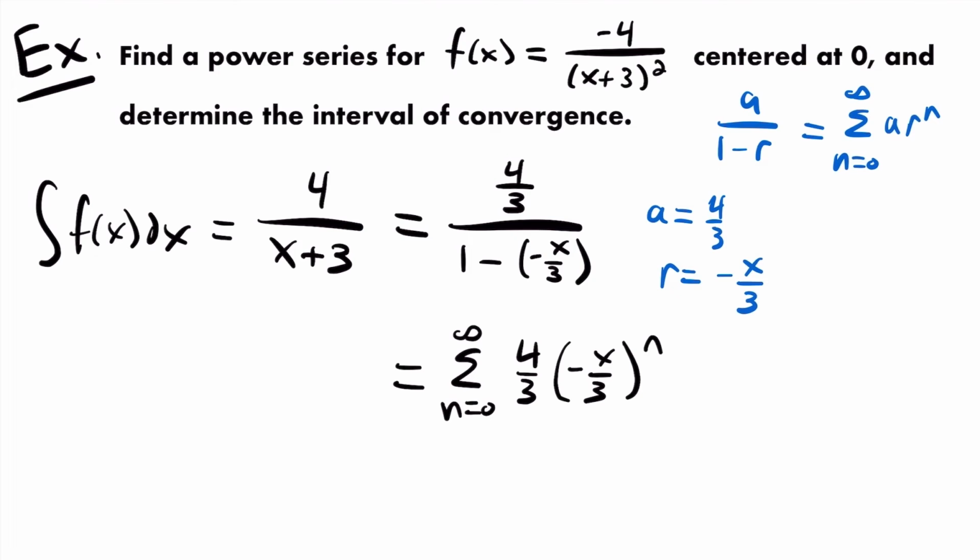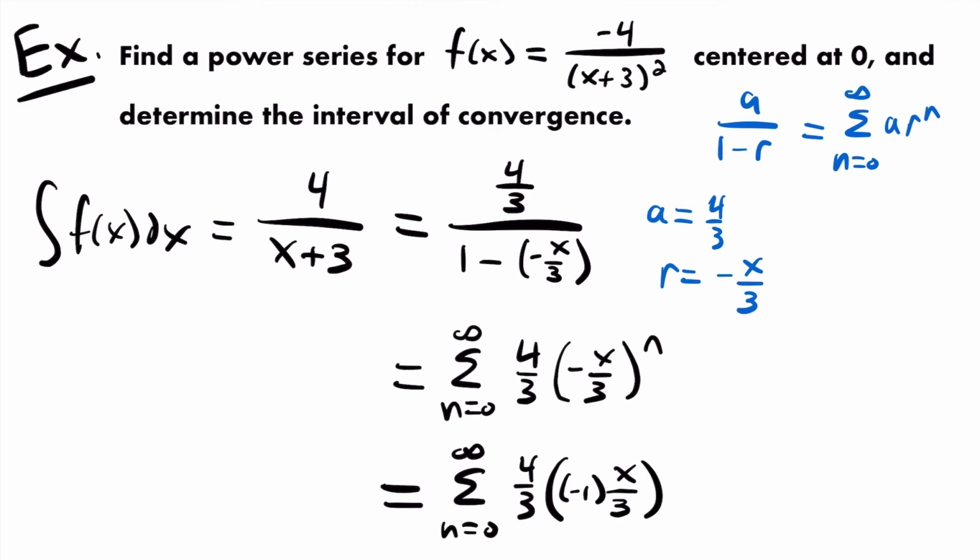But before we do anything else, let's simplify this as far as we can. First thing I'm going to do is rewrite this from being negative x divided by 3 to be negative 1 times x divided by 3. So what I mean is that this is equal to the sum from n equals 0 to infinity of 4/3 times negative 1 times x divided by 3 to the power of n. And now we can take each of these parts to that power of n, and that will give us the sum from n equals 0 to infinity of 4/3 times negative 1 to the power of n times x to the power of n divided by 3 to the power of n, right? So we raise negative 1 to that power, x to that power, and 3 to that power.